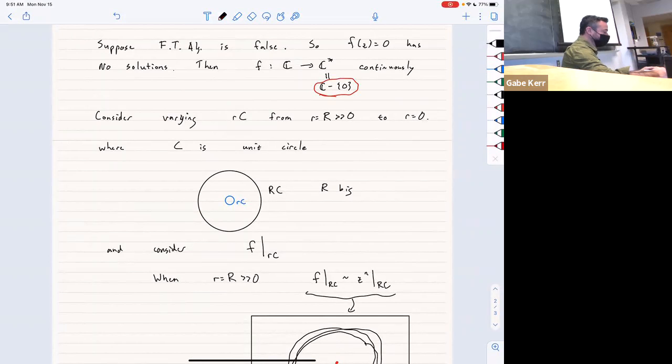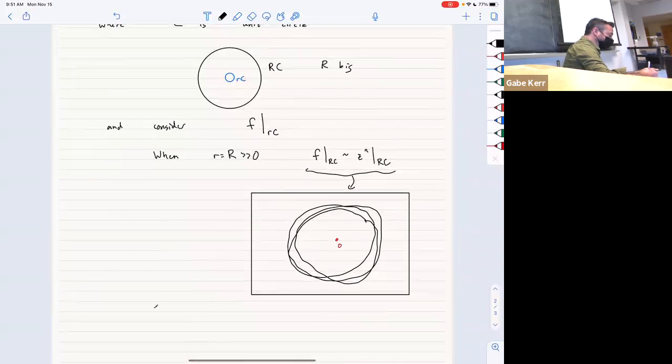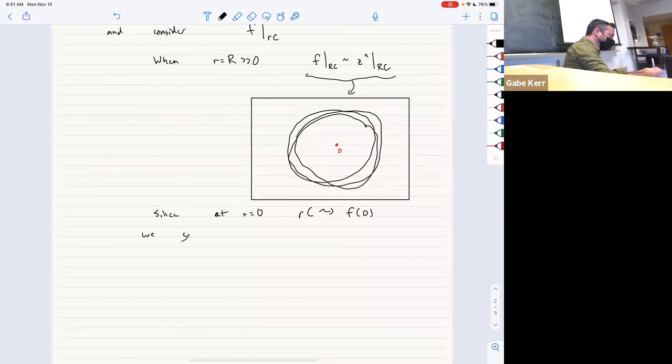This is where you get a contradiction. So at r equaling 0, I'll just write this down: the circle goes to a point, f of 0. We get a contradiction to the continuity of this process, to this being a continuous deformation.